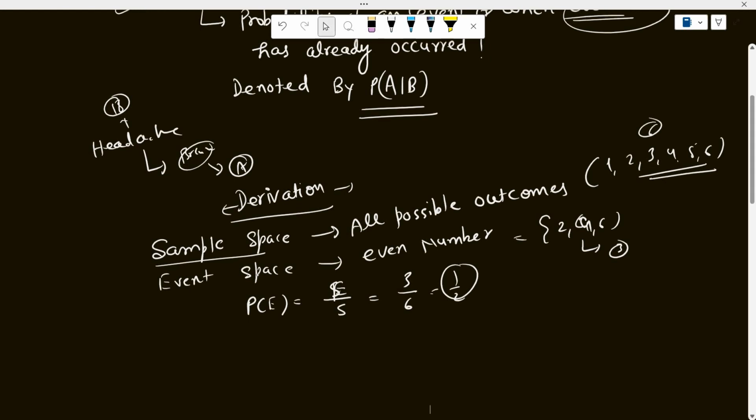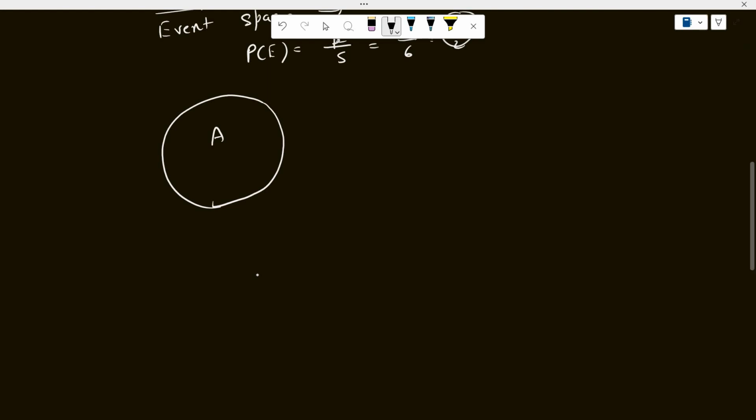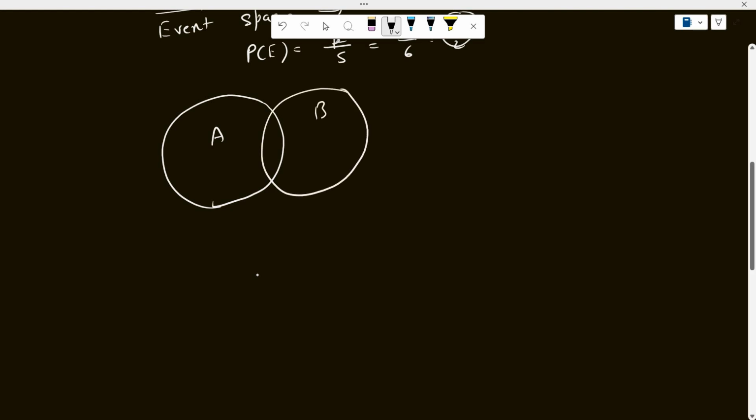Now let us see about this conditional probability. For the conditional probability, let us see the event space and the sample space. Suppose this is my set A. Set A means all those events which can occur when we are talking about the event A, right? And event B is the set of all those possibilities. Basically, A and B are the possibilities right now, all those possibilities which can occur.